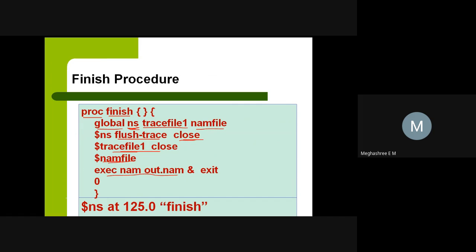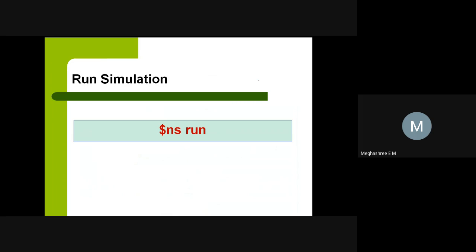And last, at what time should it finish? At 125.0. This timing is left to you to choose. At this particular time, I want to finish this simulation. That is what I mentioned here. The last step is what? Run. So call the object created under the simulator and the command run. When this is executed, the scripting language will start to execute.